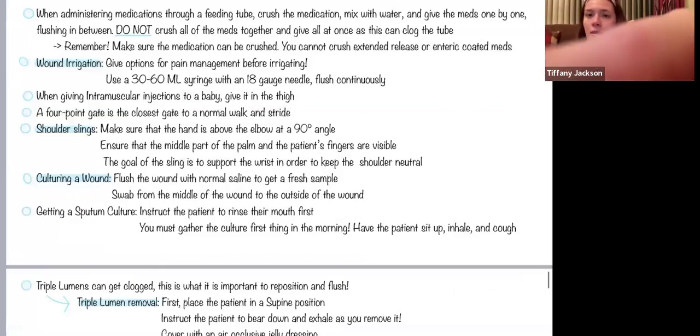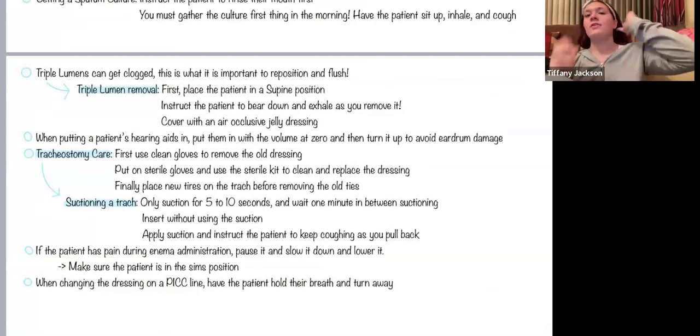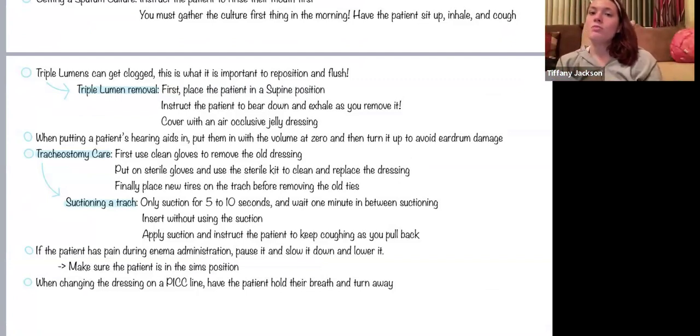When we're talking about triple lumen catheters, it's very important that we reposition and we flush. When removing a triple lumen PICC line, make sure the patient is high up in a supine position. And as you remove it, they need to bear down and exhale. We're going to cover with an air occlusive jelly. This is because these triple lumens lead directly into the heart.